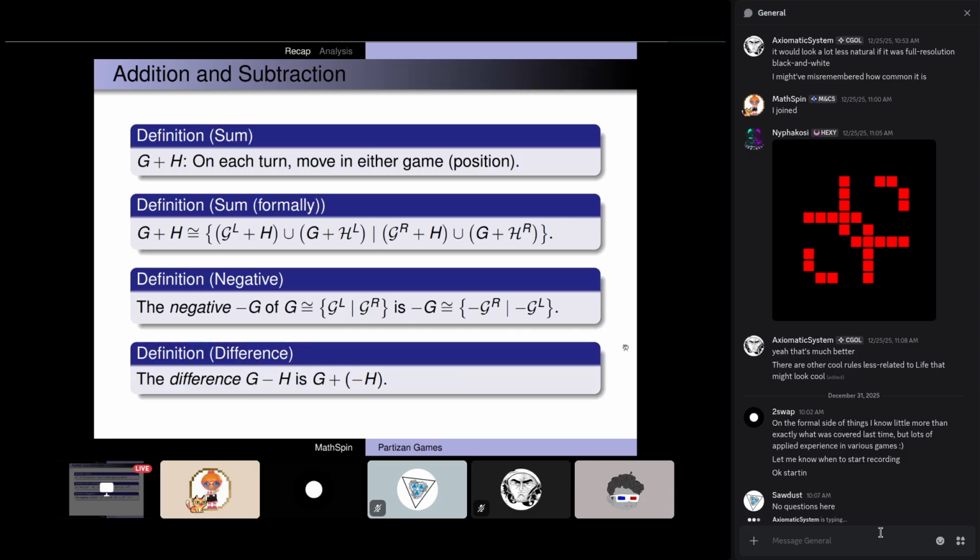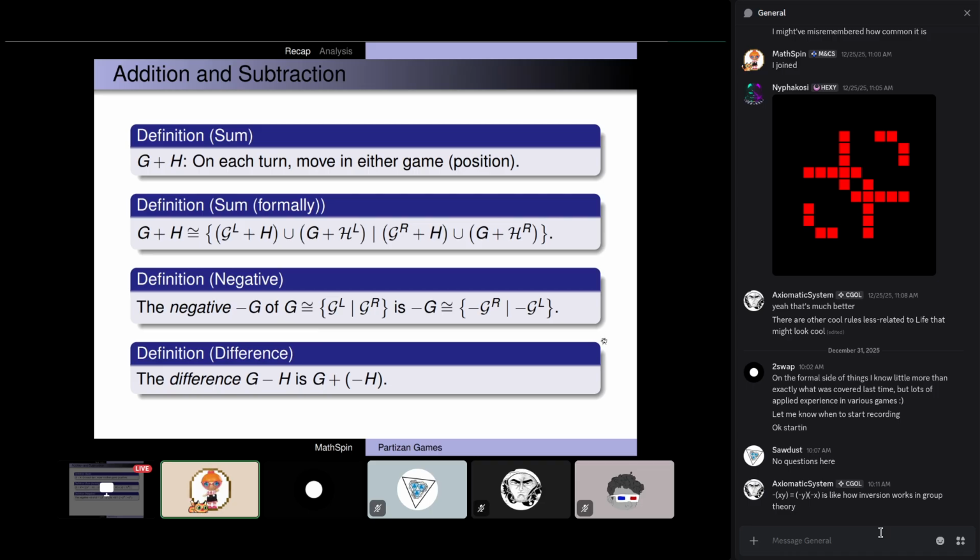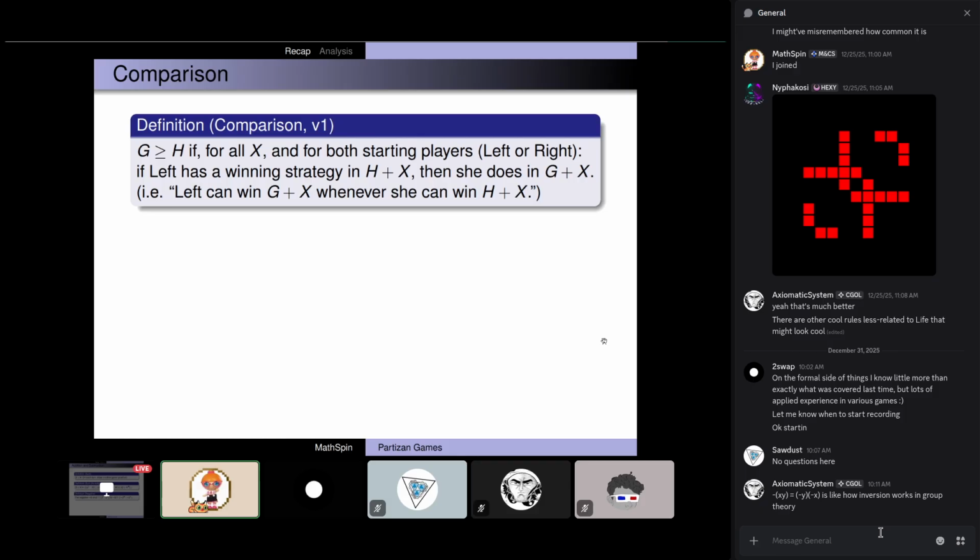And so we have negatives, we have sums, we may as well define difference in terms of both of those things. So when we write G minus H, that's just a shorthand for G plus the negative of H. And this alone doesn't say that negative plays well with sum. In what sense is negative an undo, or differences undo sum? Well, we can learn more about that a little later after we review comparison.